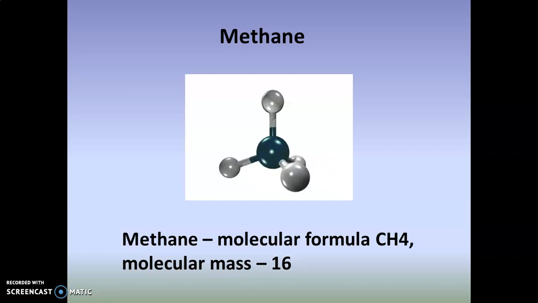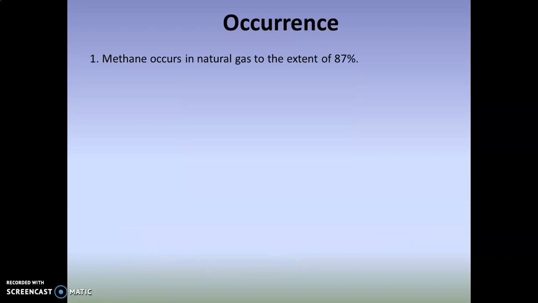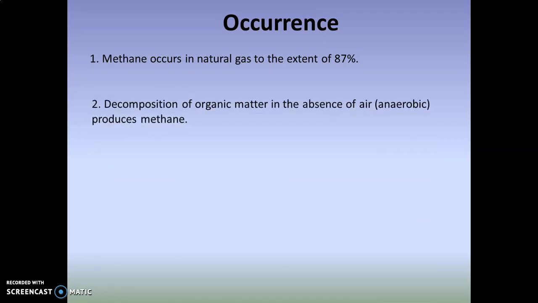Methane, its molecular formula is CH4. That means it has one carbon atom. This is the 1 carbon atom and 4 hydrogen atoms. Its molecular mass is 60. Then occurrence, how does it occur? Methane occurs in natural gas up to 87%. The natural gas that we are using has 87% methane.